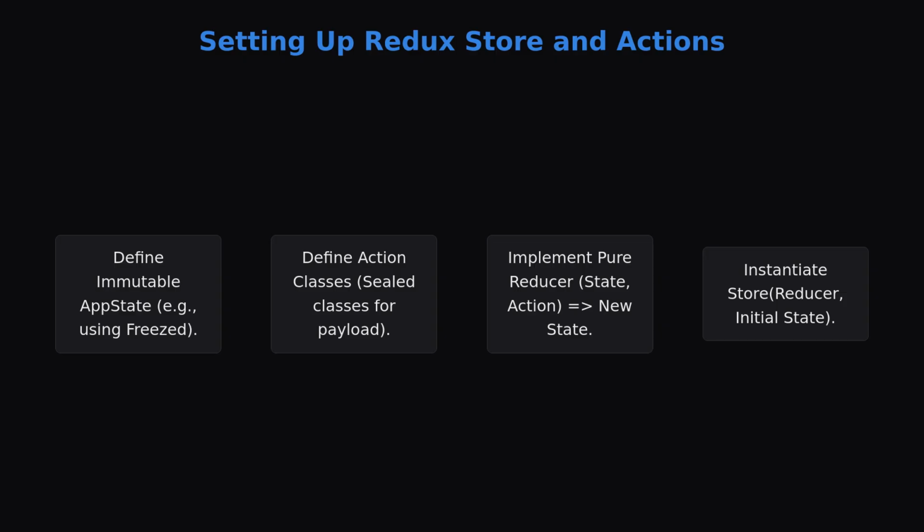The reducer function is the only place where state changes occur. It accepts the current state and the dispatched action, then returns a brand new state instance. Crucially, the reducer must be a pure synchronous function, meaning it cannot contain any side effects, such as network calls or database access.